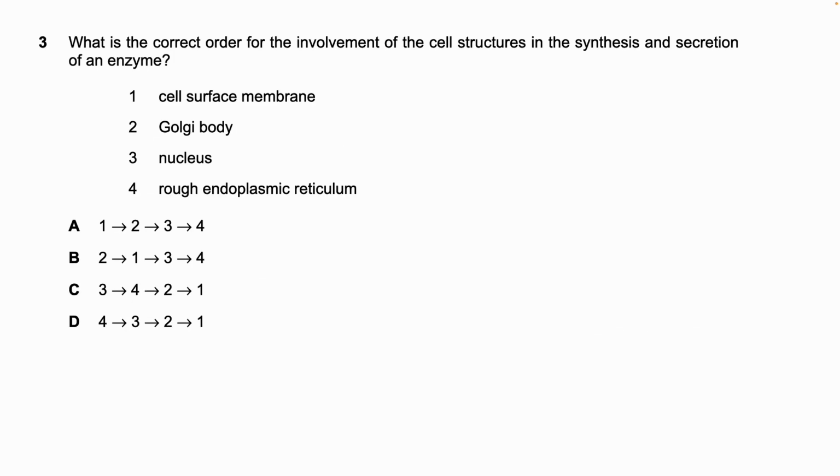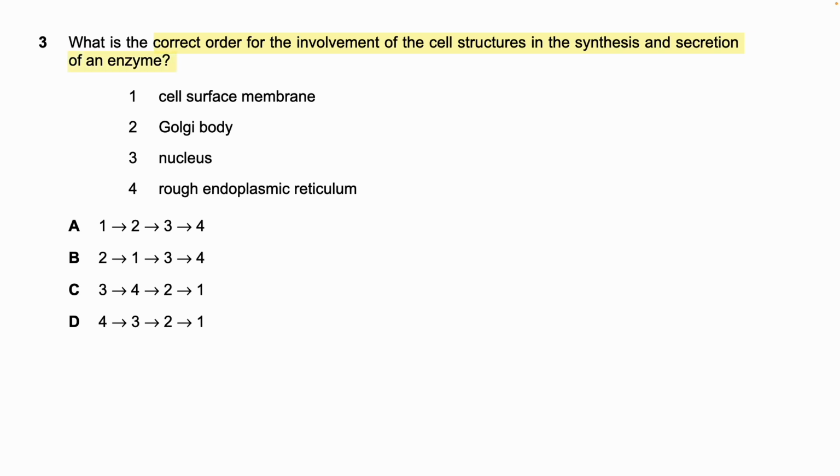Question 3. What is the correct order for the involvement of the cell structures in the synthesis and secretion of an enzyme? So they are asking us to find the correct order for the synthesis and secretion of an enzyme. The organelles that are given are cell surface membrane, Golgi body, nucleus, rough endoplasmic reticulum.